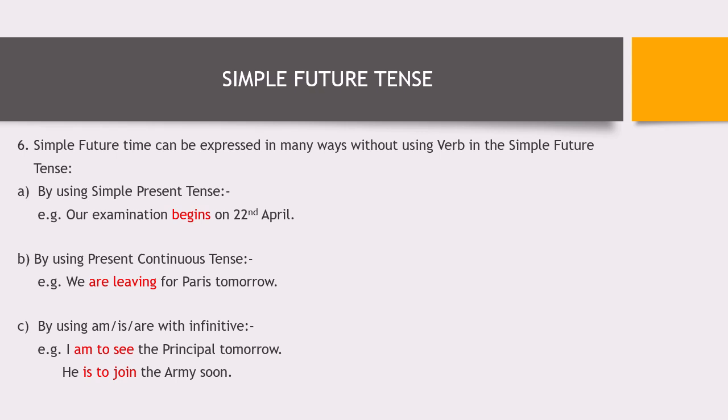C. By using am or is or are with infinitive. For example, I am to see the principal tomorrow. He is to join the army soon.